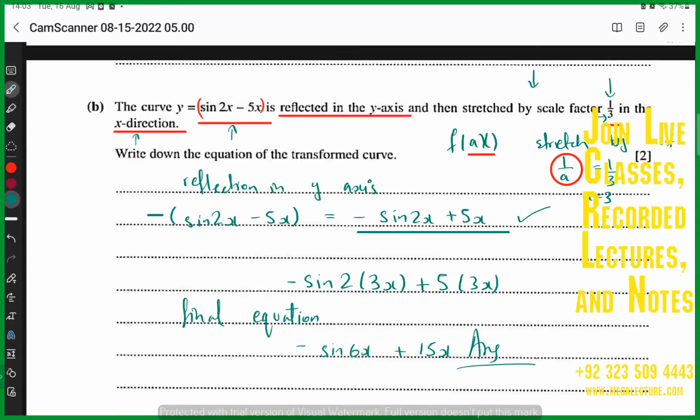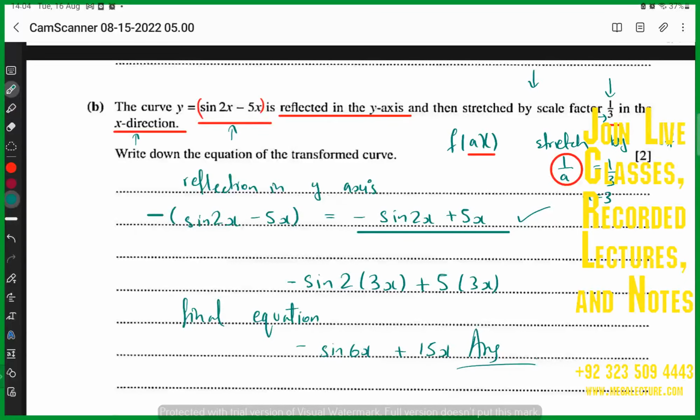And when this used to happen, we used to have f of ax basically, right? So a is being multiplied with x. A was being multiplied with x in the past, and our shape used to squeeze instead of stretching. This is what you need to understand.